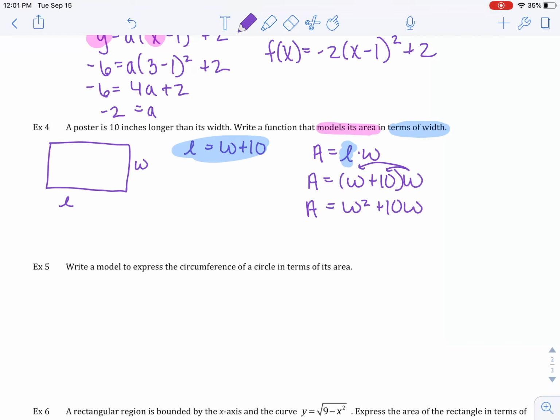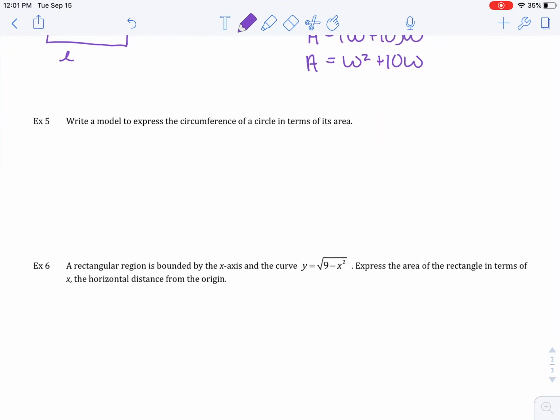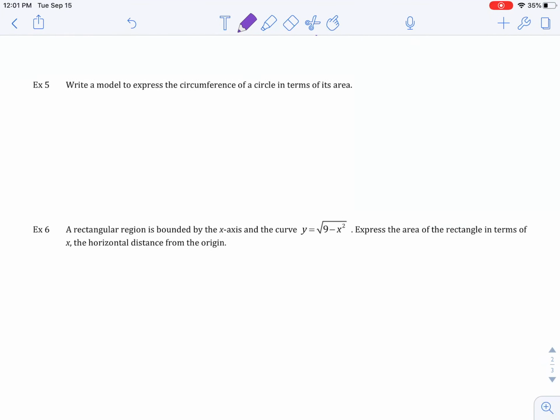Okay, so again, hint, read what I want it to model, write down that equation, so we did the area, then look at in terms of what, okay? Example 5 then. Same thing, just changing up my shape. So write a model to express the circumference. I stop. Circumference goes with the circle, right?